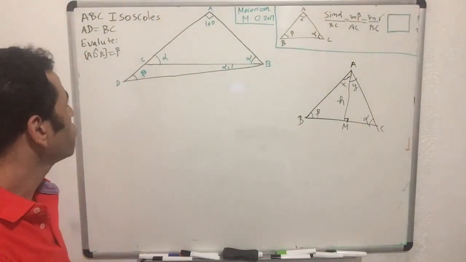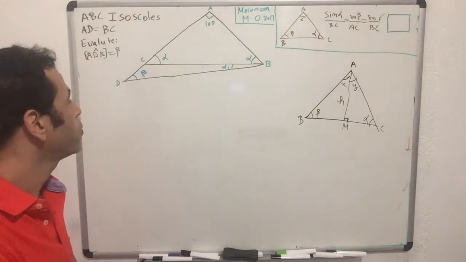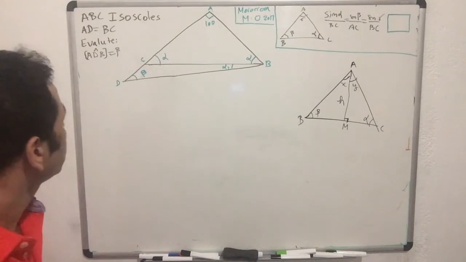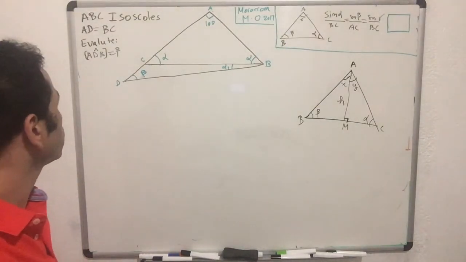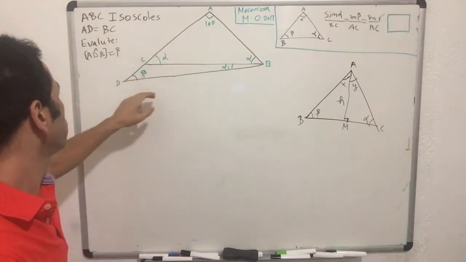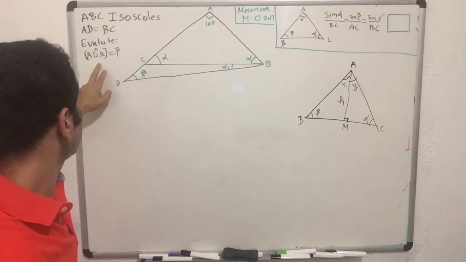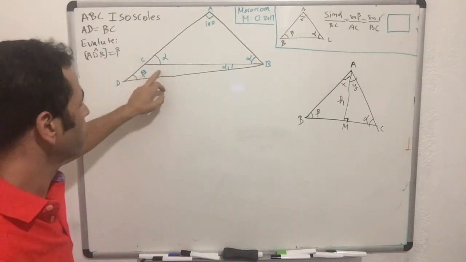In today's video, I'm going to do this geometry. This is the Moroccan Mathematical Olympiad of 2017. We are given a triangle here. We have an isosceles triangle ABC. We have the distance AD equal to the distance BC. So the question is to evaluate the angle ADB, which is noted as beta, okay?